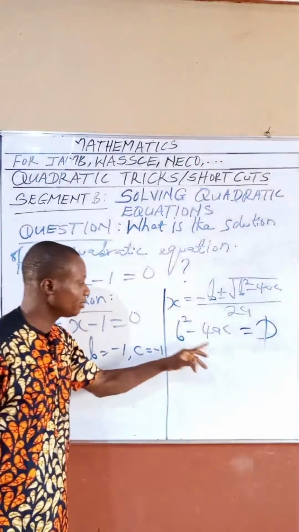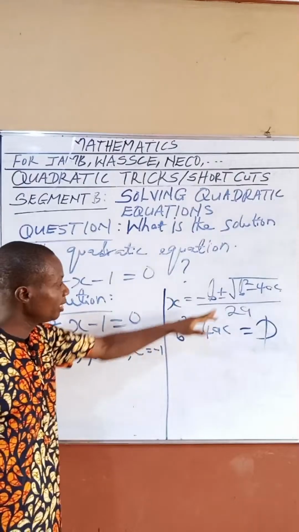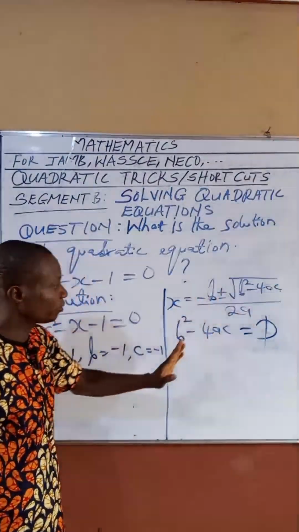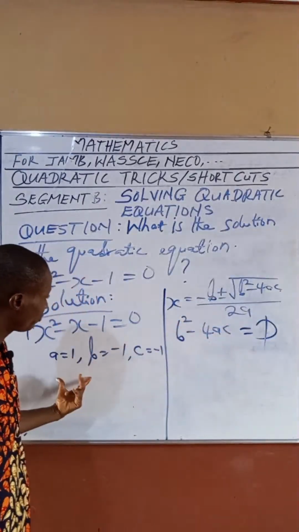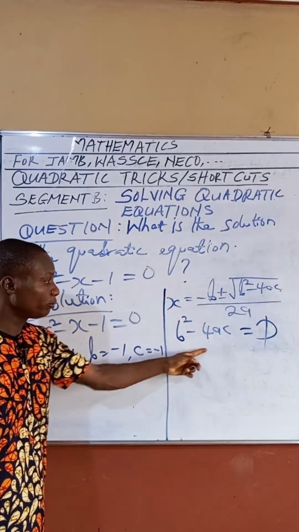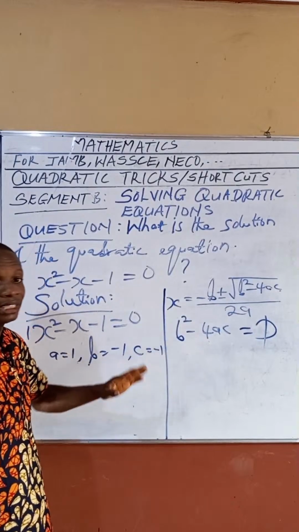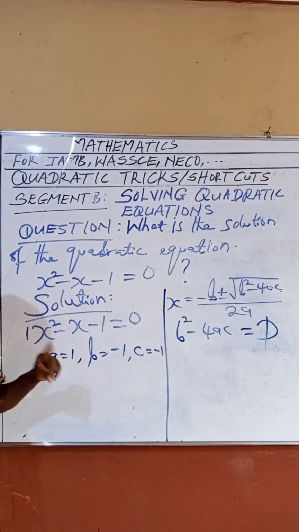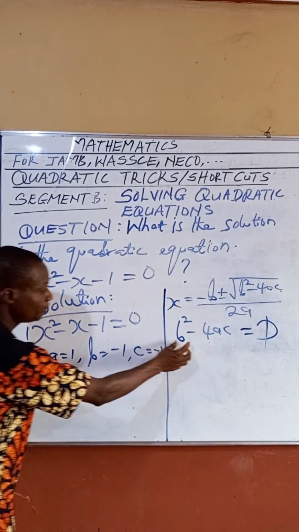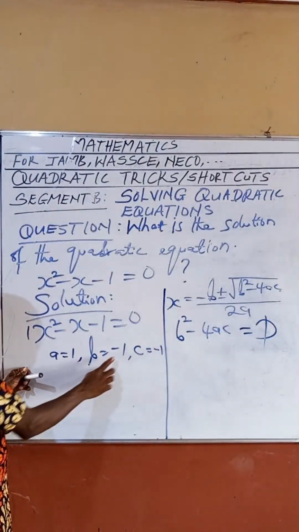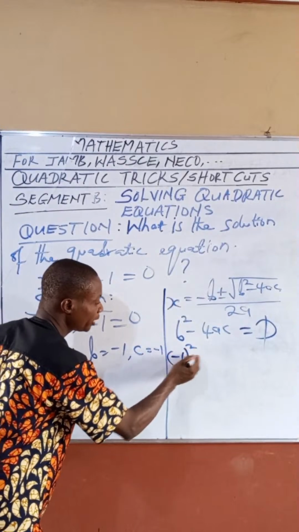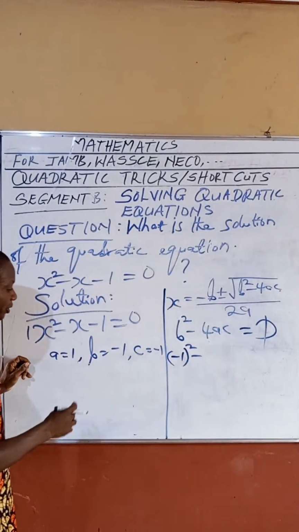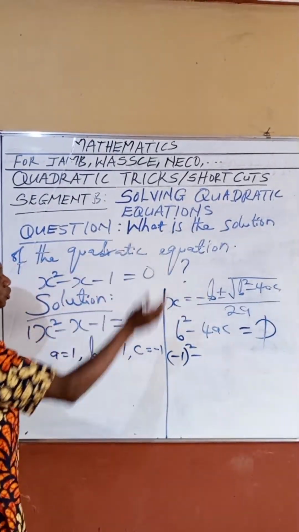If the square root of the number you get from substituting this cannot be taken, then it means you cannot factorize this expression. So let's test if it's factorizable. B squared, what is B? B is minus 1. So we have minus 1 squared. I'm showing you so that when you get to the exam, you don't worry yourself. Use another method to find the solution.